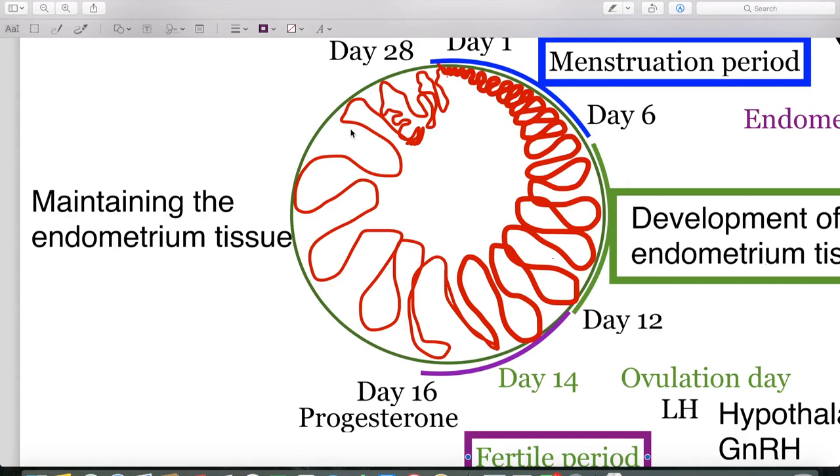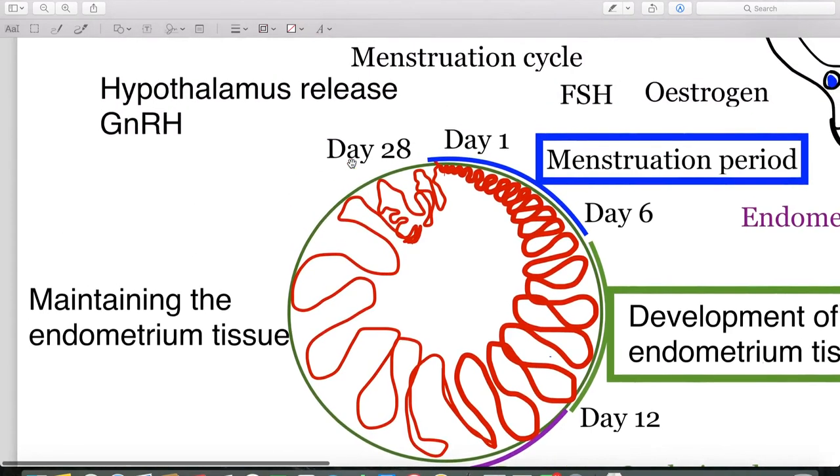So there is a high chance for the endometrium tissue to get damaged. In order for the well-being of the endometrium tissue, there is one hormone known as progesterone, which is secreted by the ovary. It helps to maintain the thickness of the endometrium tissue. Whenever there is damage, it will help to repair the endometrium tissue.